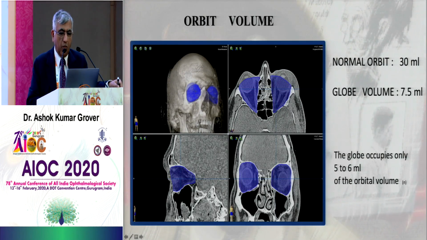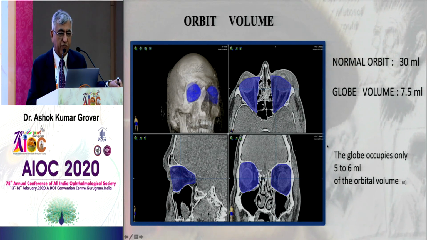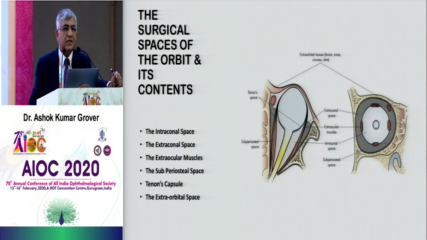Now, we know the volume of the orbit is only 30 milliliters, and the globe occupies only 1/4 to 1/5 of that. And the rest of it is the orbital spaces. And what are the spaces? Within the extraocular muscles is the intraconal space. And outside the muscles, what is this? Extraconal space. And just under the bone is the potential subperiosteal space. Where is the fourth space? Subtenons, which is again a potential space. So we have these spaces. Depending on the location of the pathology, they would present differently. If they're intraconal or intraconal with extraconal extension or predominantly extraconal, the presentation would vary.